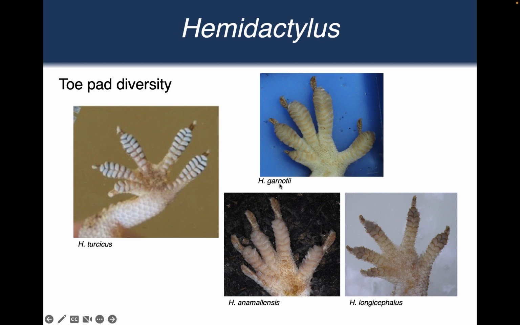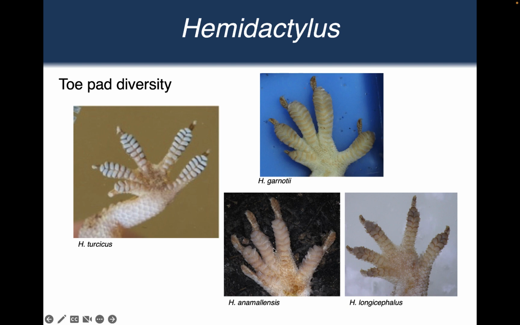Hemidactylus garnodii is kind of a weird intermediate case where the distal end of the toe has a division in the middle, so pairs of pads, and then about halfway down, that subdivision in the middle goes away, and the proximal end of their toe just has bands of lamellae, so they're not divided into half anymore.